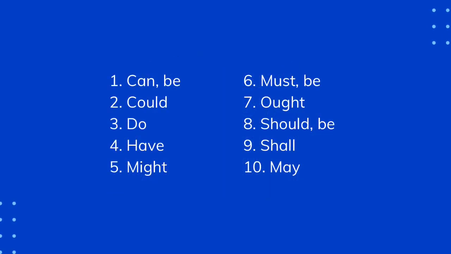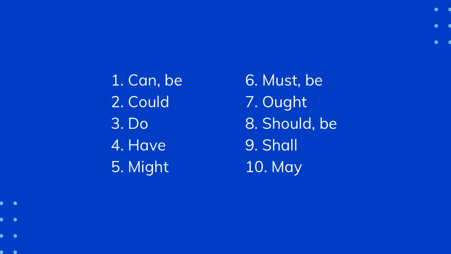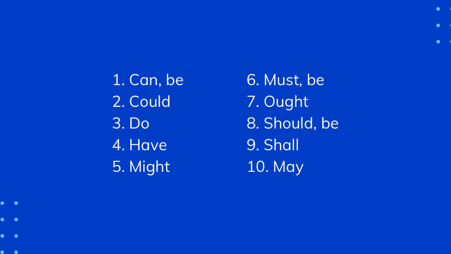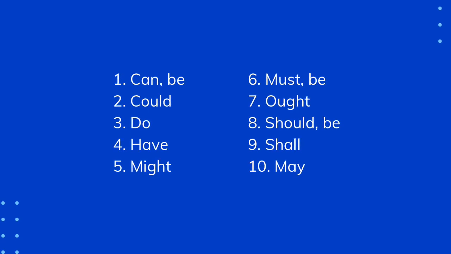In sentence 1, the auxiliary verbs are can and be. In sentence 2, the auxiliary verb is could. In sentence 3, the auxiliary verb is do. In sentence 4, the auxiliary verb is have. In sentence 5, the auxiliary verb is might.